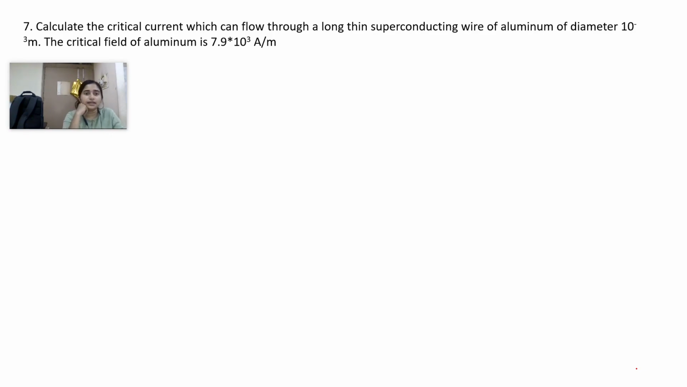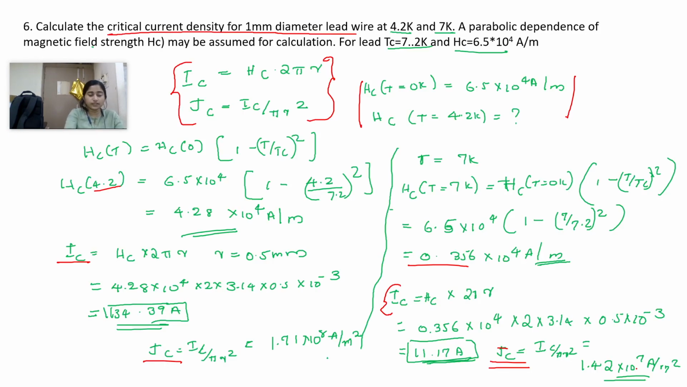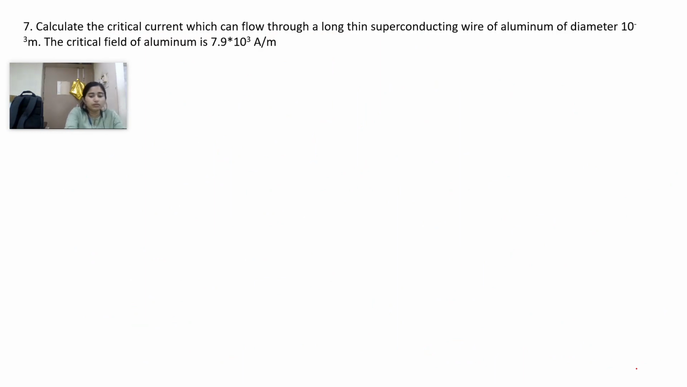current which can flow through a long thin superconducting wire of aluminium of diameter 10 to the power minus 3 meter. The critical field of aluminium is 7.9 times 10 to the power 3 ampere per meter. So in this case, you have to calculate the critical current. We already discussed earlier problems. If you see here, you can find the critical current formula. It will be Hc times 2 pi r. So for this problem, you have to just substitute the values.